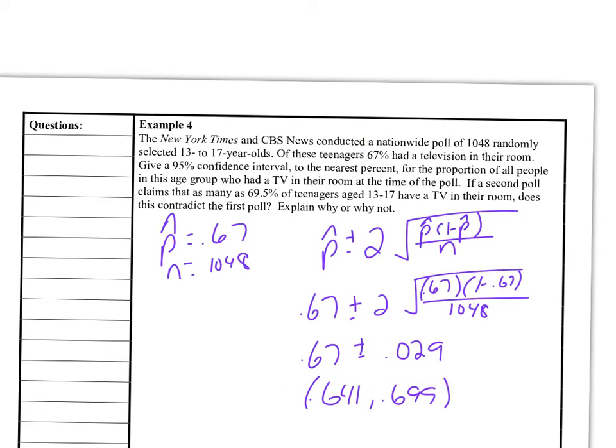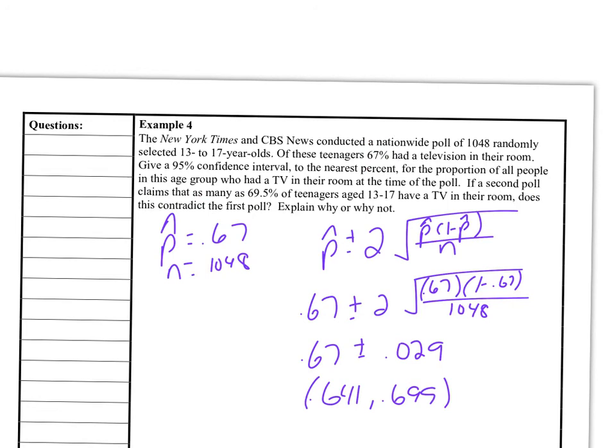So now they do a second poll. And in the second poll, they claim as many as 69.5% of teenagers, age 13 to 17 of course, have a TV in their room. Does this contradict the first poll? So 69.5. Is that within the bounds that would occur due to random variability? And the answer is yeah. It is inside this confidence interval. Therefore, it is inside the bounds that would occur due to random variability. It's still possible that it is 69.5. They do not contradict each other.